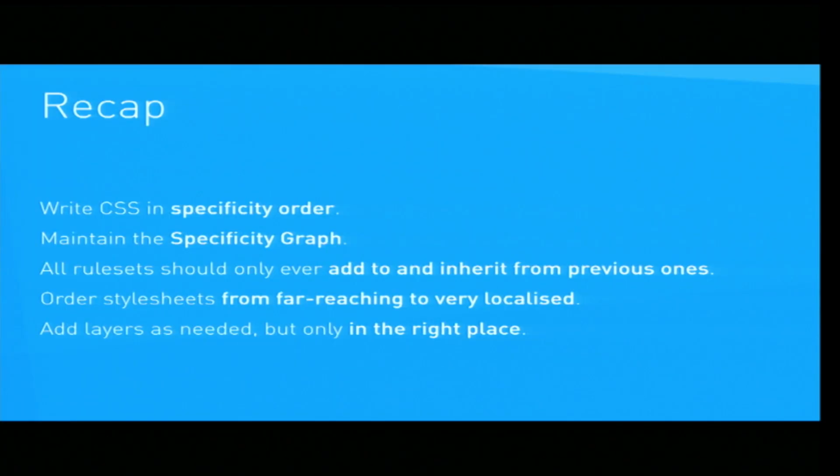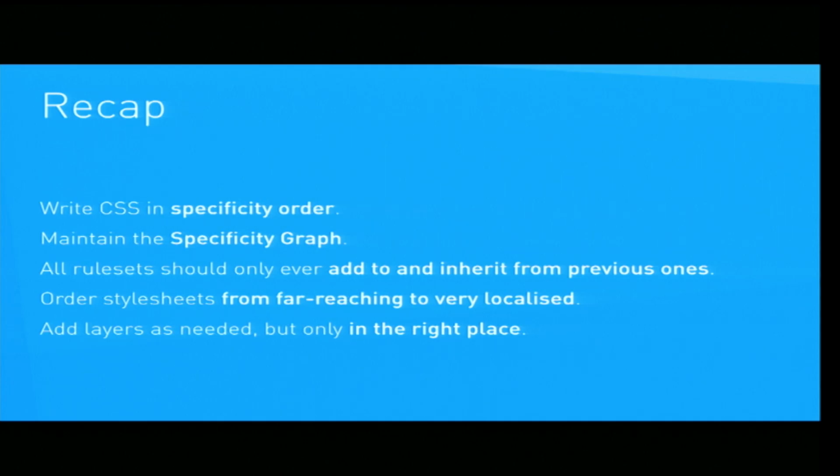So you can add layers exactly as and when you need to. So to quickly recap, this is the last slide as well. Just try and write CSS in specificity order. It's the simplest way to start writing a more scalable UI. Remove the chance of specificity wars by writing CSS in a way that specificity only ever increases. Maintain the specificity graph, basically. All rule sets should only ever add to and inherit from ones that have gone before them. As soon as you write CSS to undo CSS you've already written, that's a code smell. That's a sign that something has gone wrong.